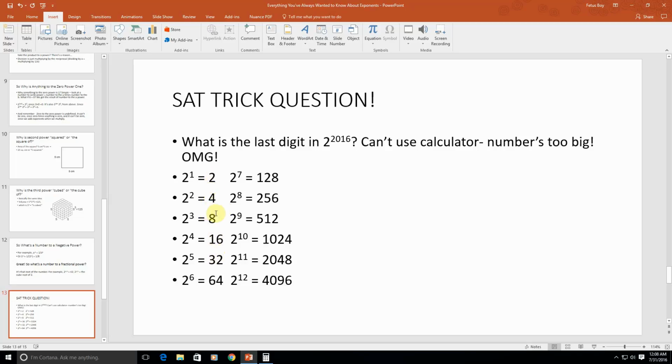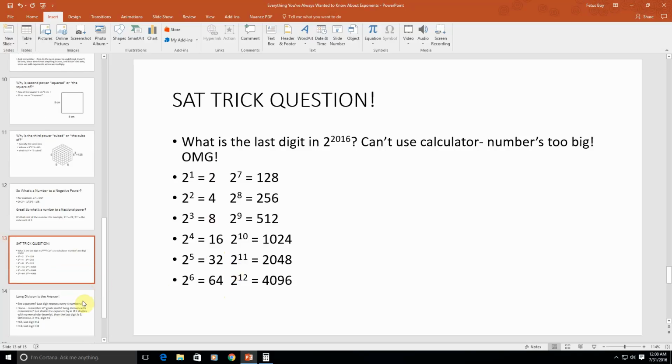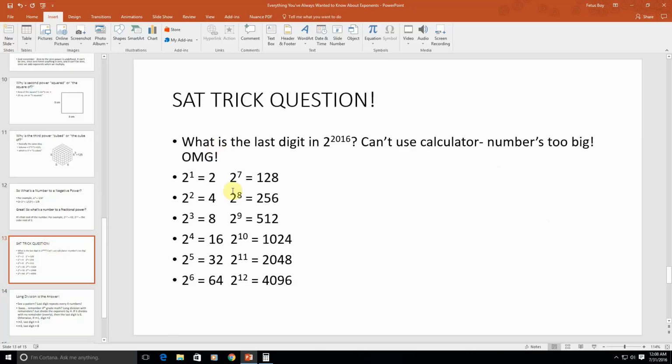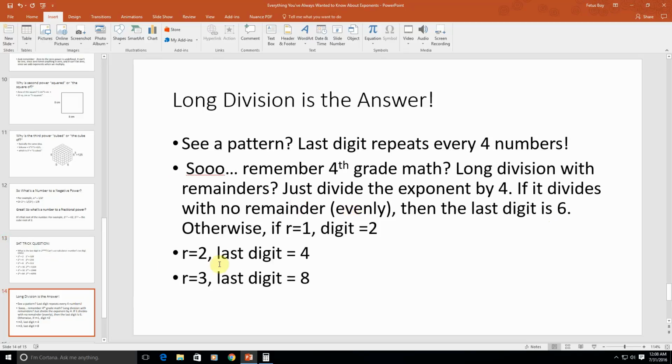So what we do is we use long division. The last digit repeats every 4 numbers, as I just said. So remember 4th grade math when you learned long division with remainders before you learned how to do the decimal part of it? Just divide the exponent by 4. If it divides with no remainder, that is, it goes in evenly, then the last digit is 6. Remember, 2 to the 4th is 16, 2 to the 8th is 256.